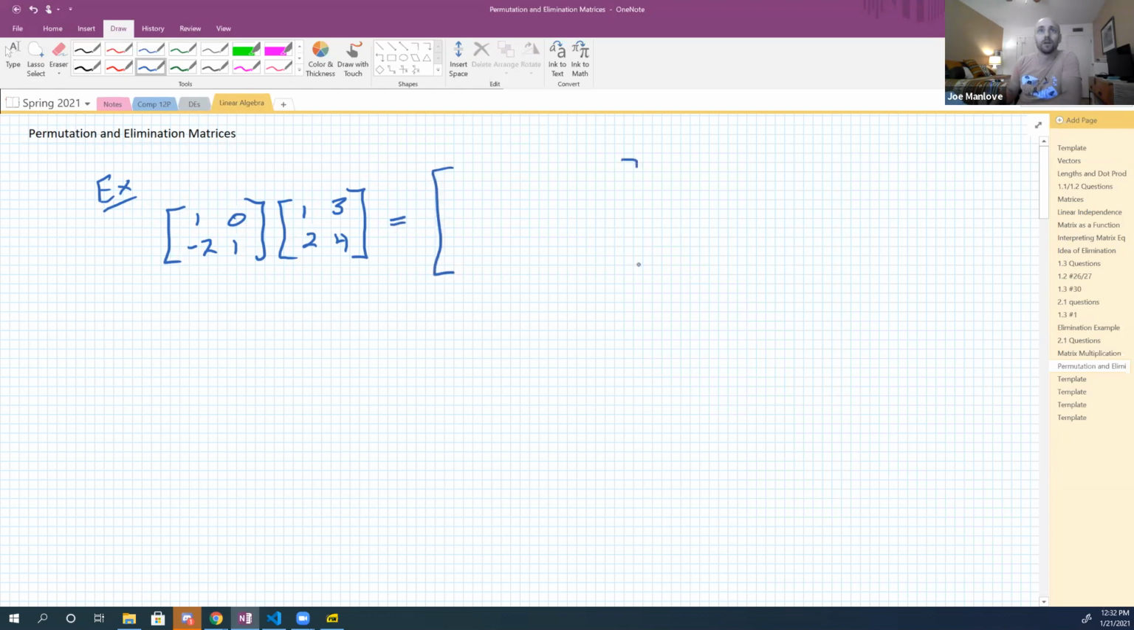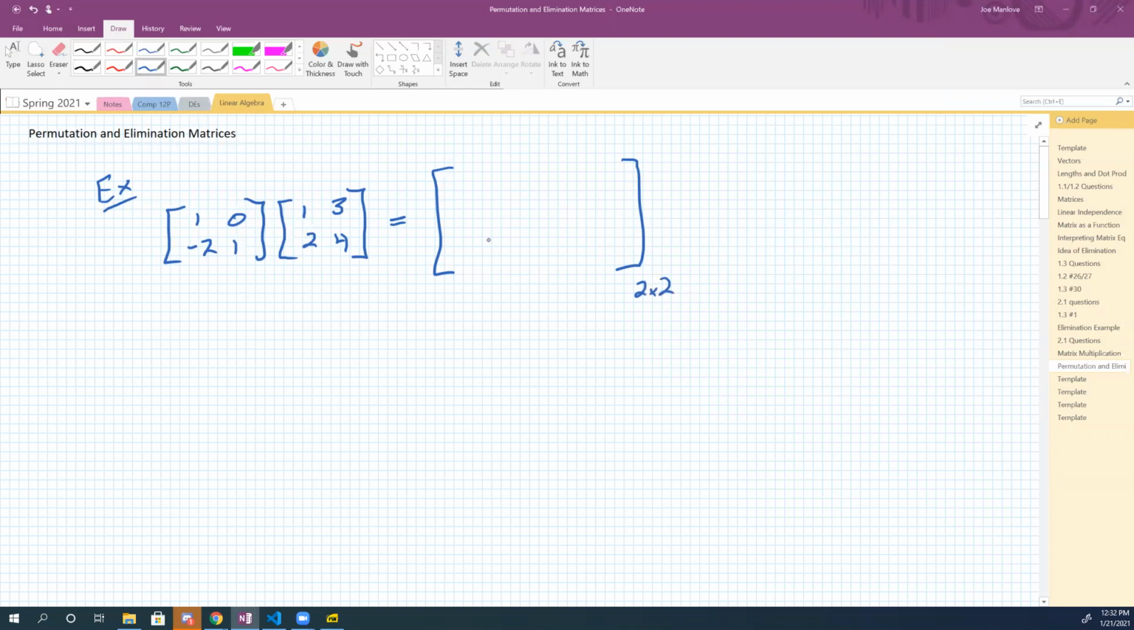I'm going to make this a little bigger. First, how many entries do I expect to have in my result? Two by two. The reason I expect that matrix to be 2 by 2 is that these two matrices were 2 by 2, and these two middle numbers match, which means that I can do this multiplication, and then the outside numbers tell me the dimension of this thing.